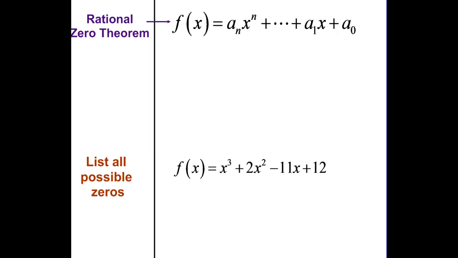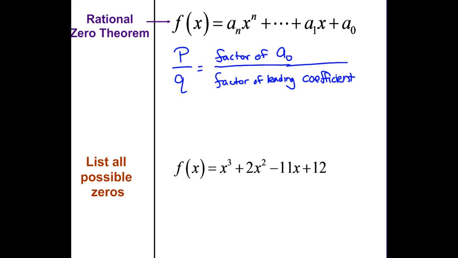And really what your P's over your Q's is talking about is a factor of a sub 0 over a factor of our leading coefficient. So what that means really is we're looking at a sub 0 on the top for our p's and a sub n for our q's.